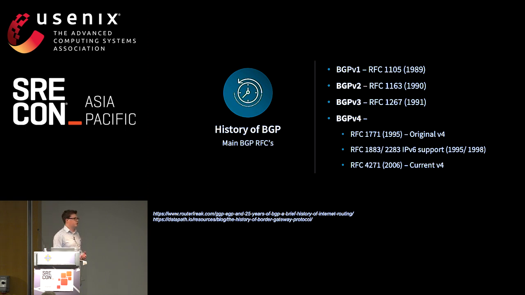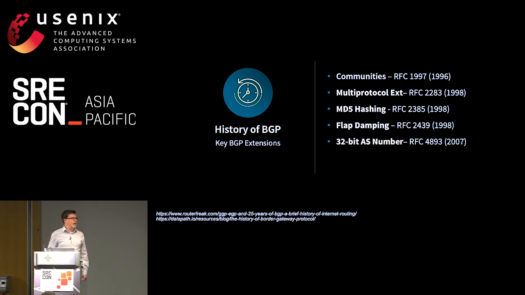In 1995, we get the original version of BGP v4, which is the implementation of BGP that we see today, and not to be confused with IPv4 in any way. In 1995, rudimentary IPv6 support was added, which is sort of crazy to think that it took so long for us to get IPv6 support in our networks and in our internet providers. And then in 2006, the BGP v4 spec was updated, and we now base the internet off RFC 4271. So that's how we got here.